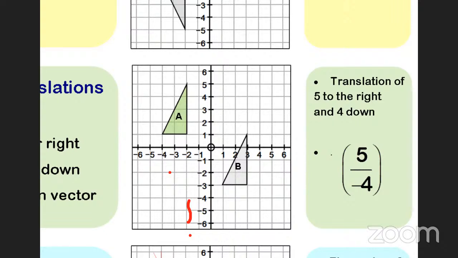Right. Let's say this is a point. Let's call that point 5, minus 2. How do I perform a translation on that point? Add it to 5, minus 4. 5 and 5 is 10. And minus 2 minus 4 is?